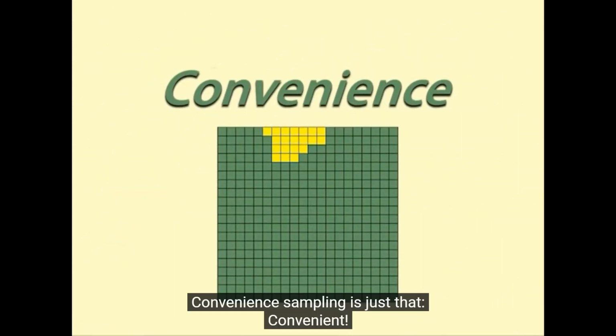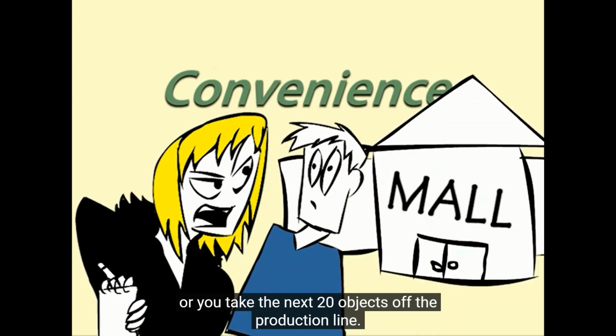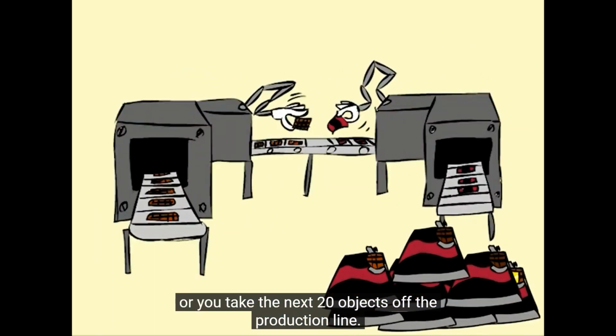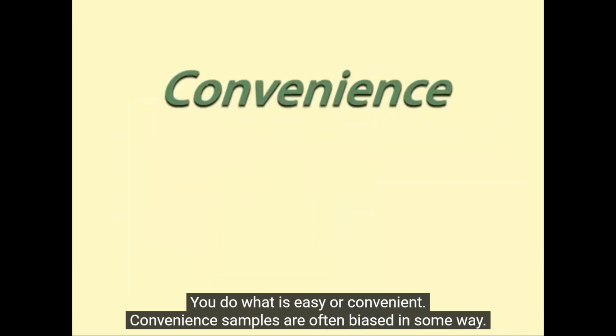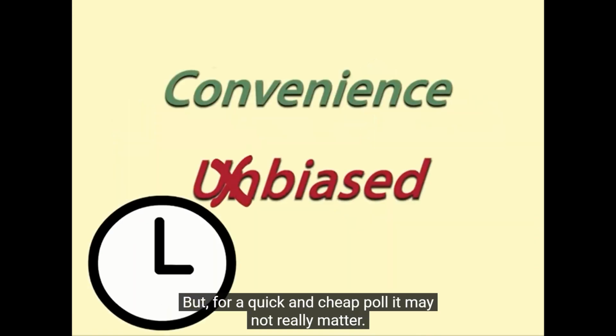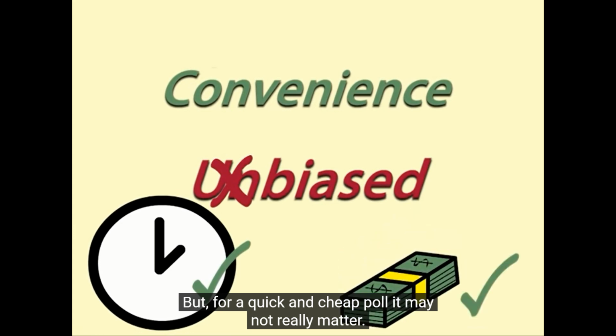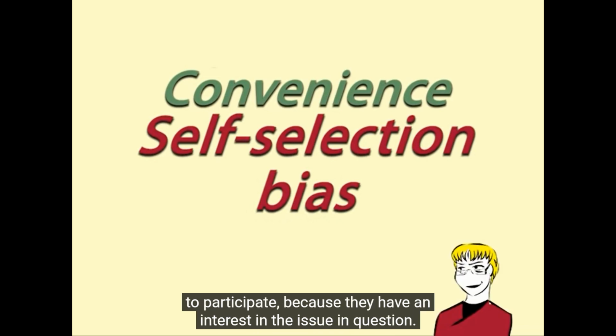Convenient sample. Convenient sampling is just that, convenient. You ask people nearby or people who walk past at a shopping mall, or you take the next 20 objects off the production line. You do what is easy or convenient. Convenient samples are often biased in some way, but for a quick and cheap poll, it may not really matter. Convenient samples can also have self-selection bias when people choose to participate because they have an interest in the issue in question.